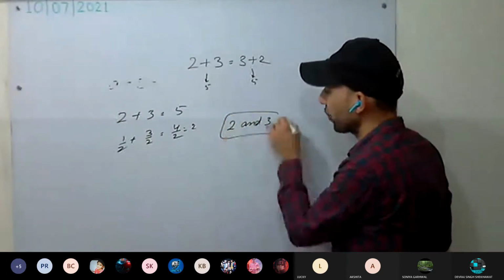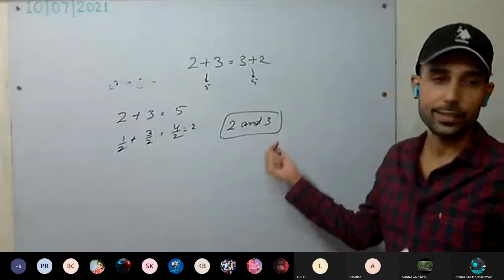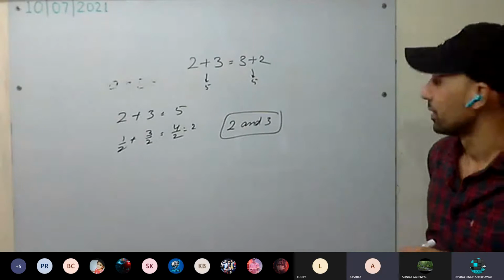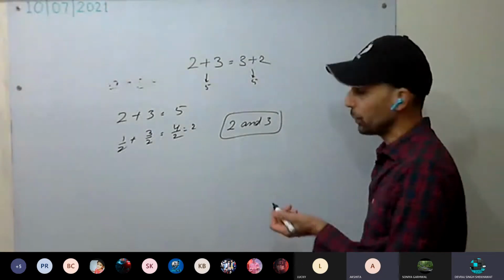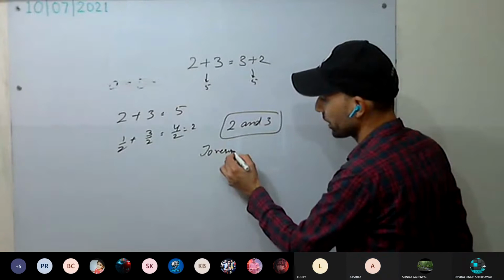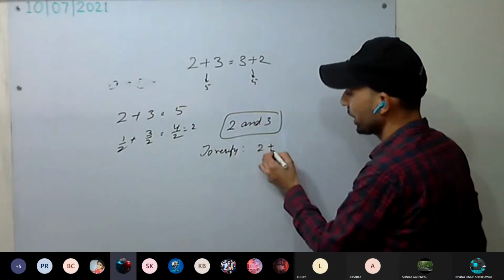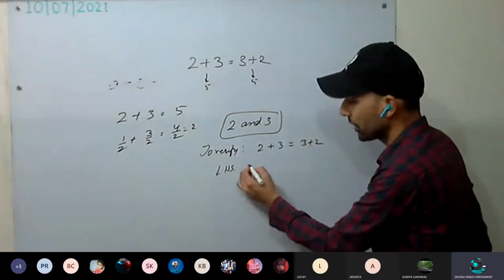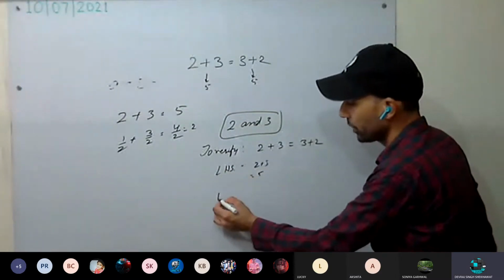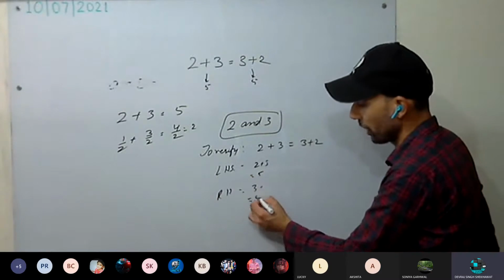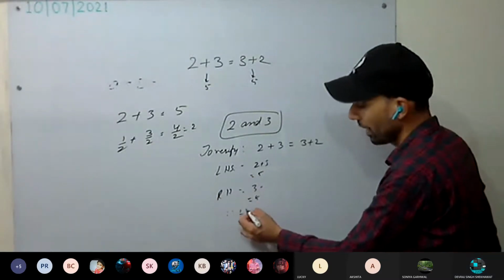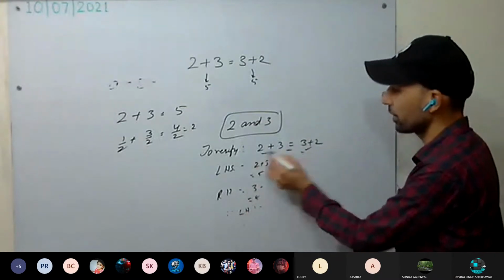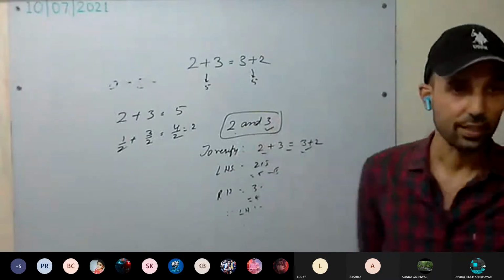Okay. So if the question comes: verify commutative law of addition on 2 and 3. What are you going to do? 2 plus 3 equals 3 plus 2, that you have to prove. So you will write, we have to verify 2 plus 3 equals 3 plus 2. First you take LHS, 2 plus 3 equals 5. Then you take RHS, 3 plus 2 equals 5. Since LHS equals RHS, therefore commutative property is verified on 2 and 3 like this.